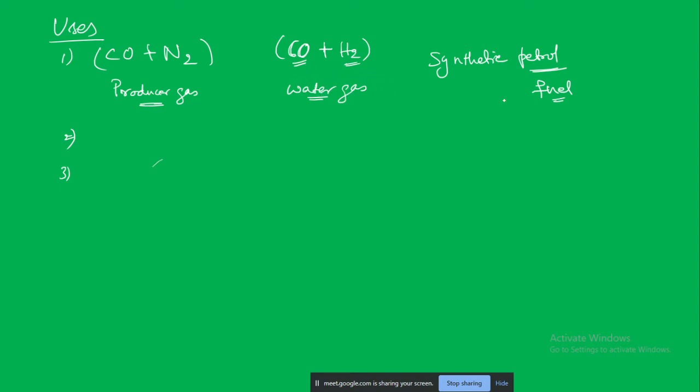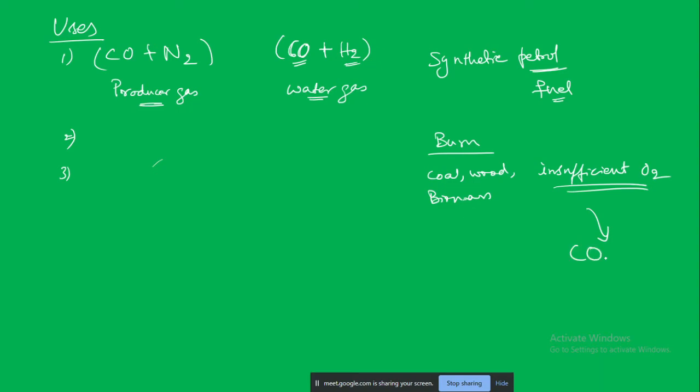So here what is happening: when we burn coal, wood or biomass, different types of biomass, in insufficient oxygen, then what we will get is carbon monoxide. This carbon monoxide will be combined with different types of gases. Some different gases will be there.